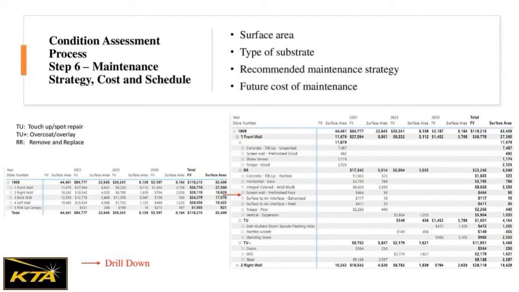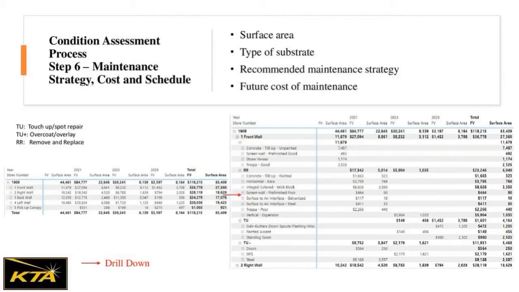The right screenshot is a drill down of the data showing the maintenance strategy by sub-item, along with future value cost and the recommended maintenance year. So we see a combination of removal and replacement, touch-up, and overcoating is required for this facility. The right table is cut off due to size, but if the entire screen was shown, it would show the breakdown of the right, back, left, and canopy grids.